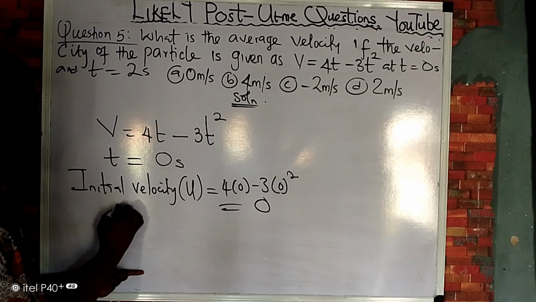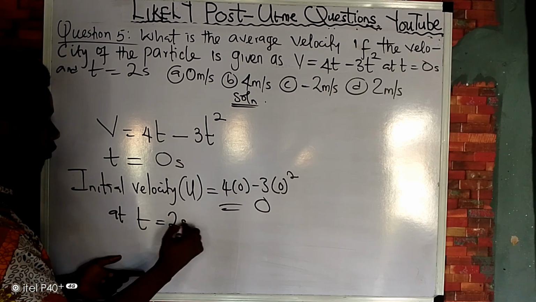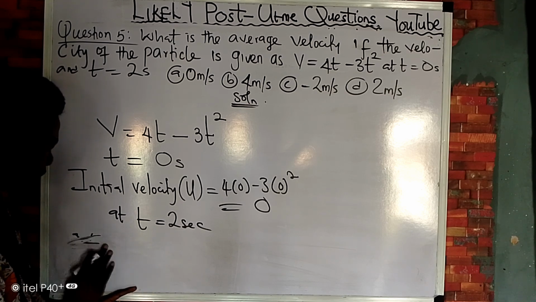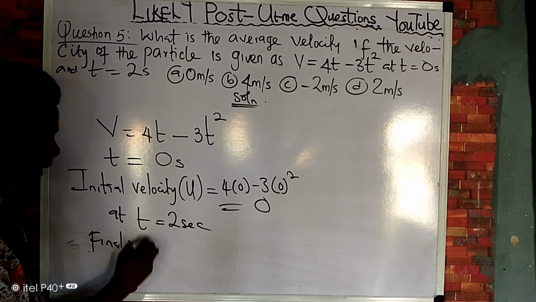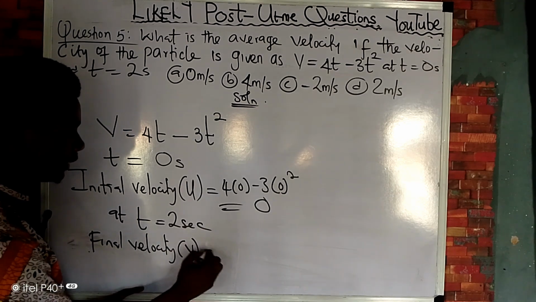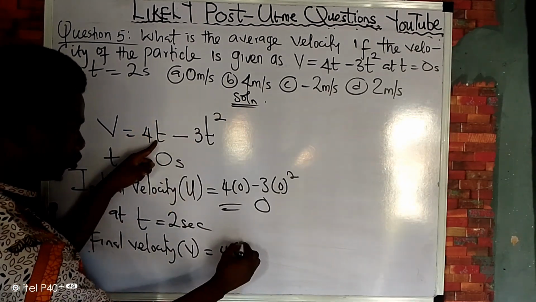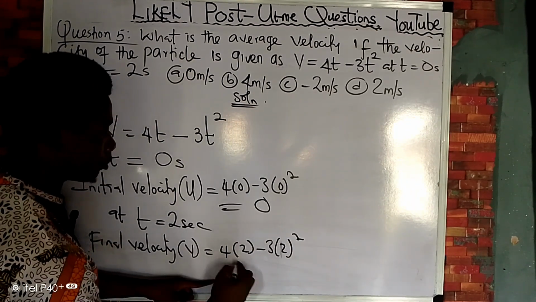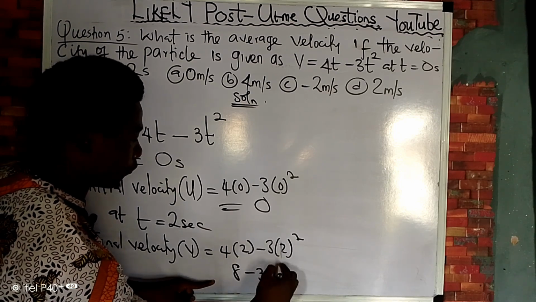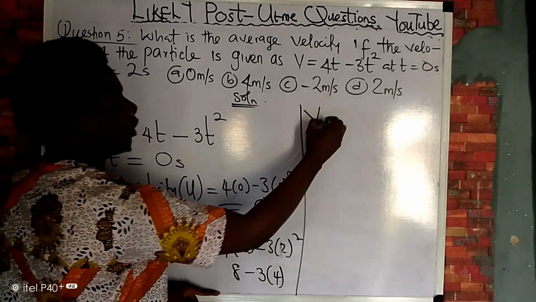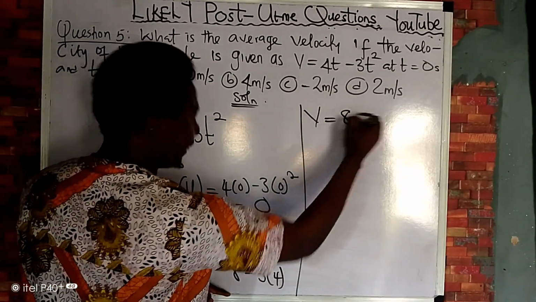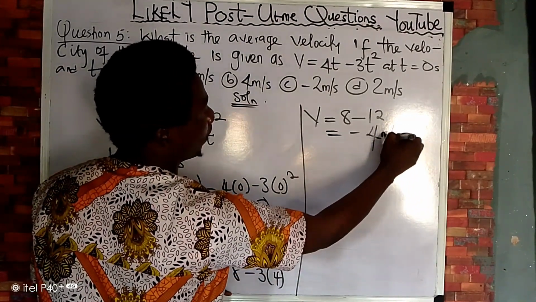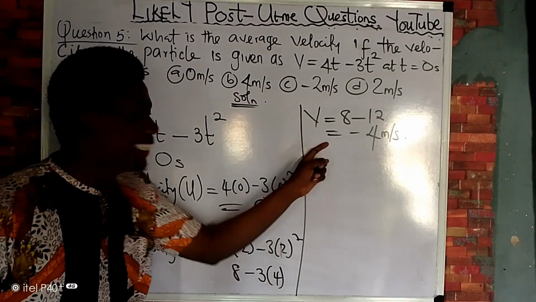Okay? Now, at t equals 2 seconds, our velocity becomes the final velocity. So we can say that our final velocity, which is v, is equal to 4(2) minus 3(2 squared). So 4 times 2 is 8, minus 3 times 4. So what do we have now? We have final velocity equals 8 minus 3 times 4, which is 12. That will give us minus 4 meters per second. So this is our final velocity.